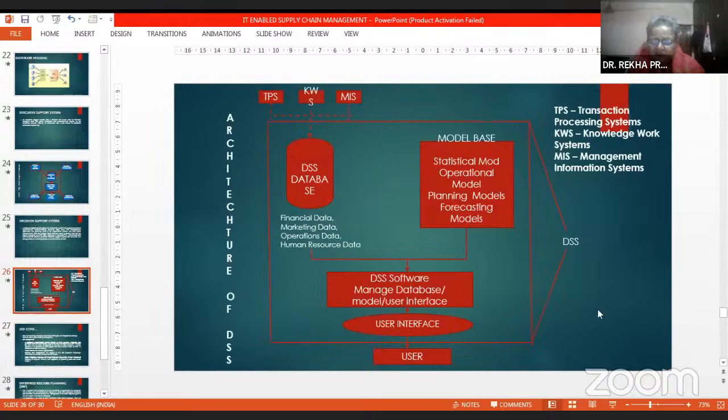So this is the conceptual diagram: you have data from the transaction processing system, the knowledge work system, and MIS, the management information system, that is at the lowest level. Then it goes to the database. You have models: statistical models, operational models, planning models, forecasting models. All this data from the database can be put into these models to get various answers, and based on that you can analyze and take decisions. TPS is transaction processing system, KWS is knowledge work system, MIS is management information system.